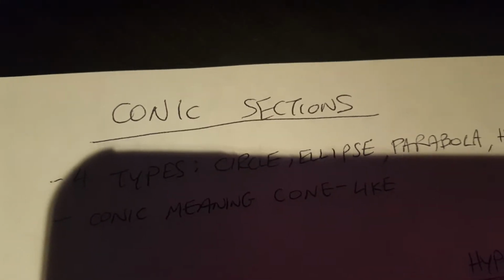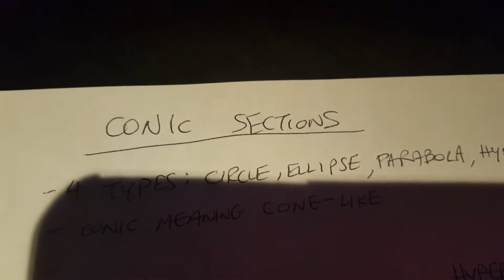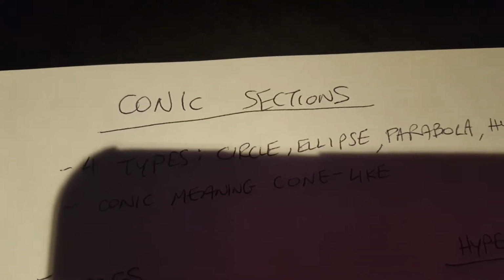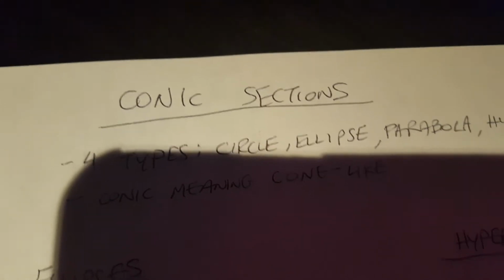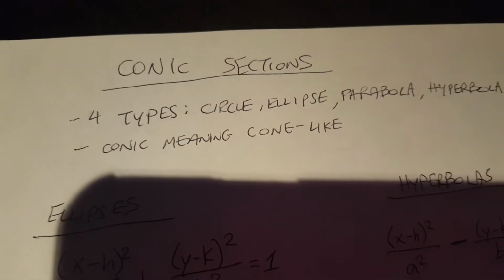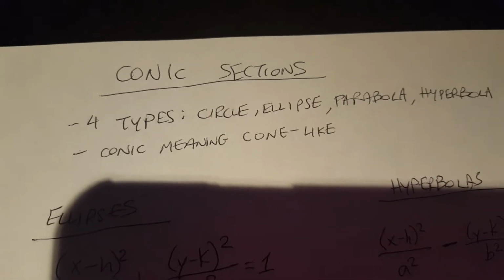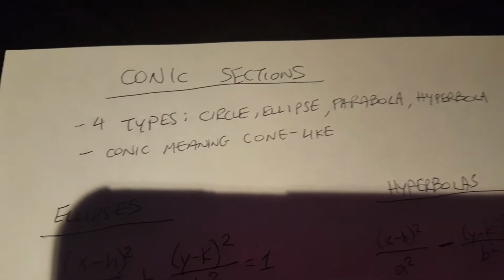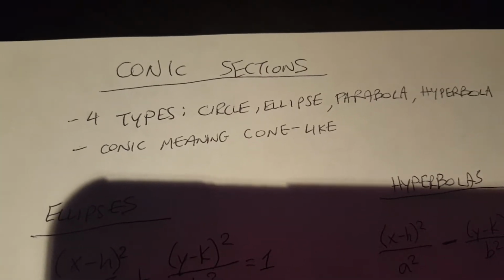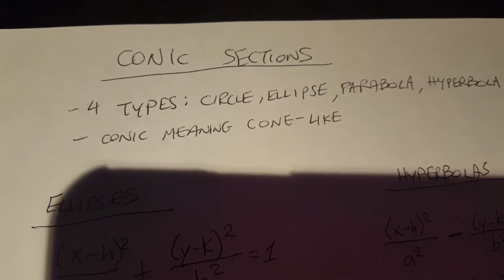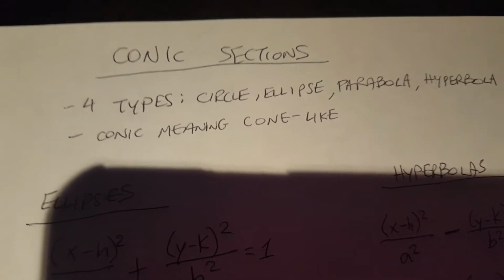This week's topic is going to be on conic sections. Y'all have dealt with conic sections in the past. Maybe I'm not sure if you knew that. There are four kinds of conic sections: the circles, ellipses, hyperbolas, and parabolas. Y'all have definitely dealt with circles and parabolas before. This week we're going to focus on ellipses and hyperbolas. If you're not familiar, conic is just referring to cone-like.